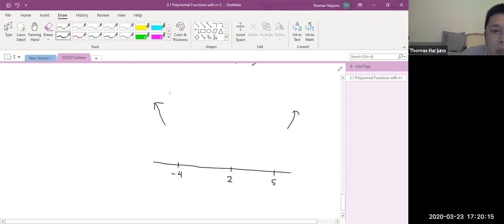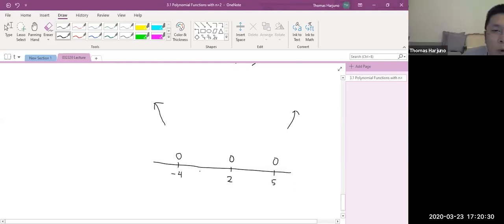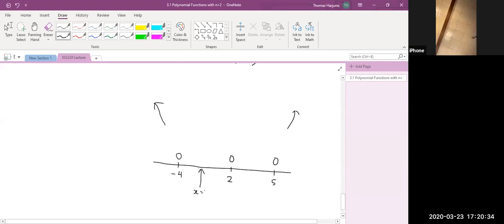We know the x-intercepts are negative 4. So when x equals negative 4, the y value is 0. When x equals 2, the y value is 0. When x equals 5, the value also is 0. Now, let's do a testing point. When x equals 0, what's the value?